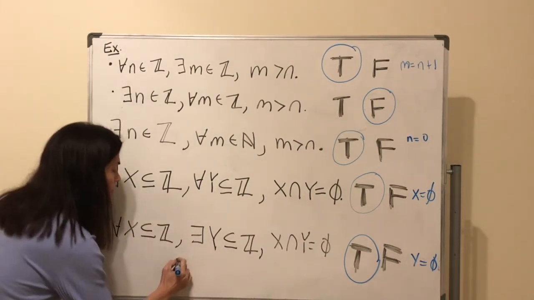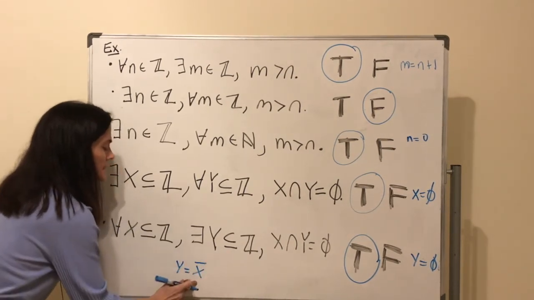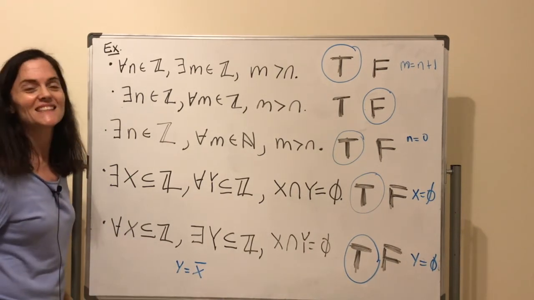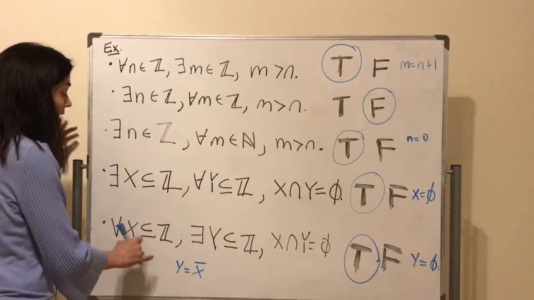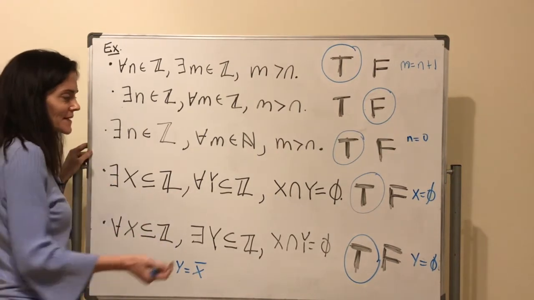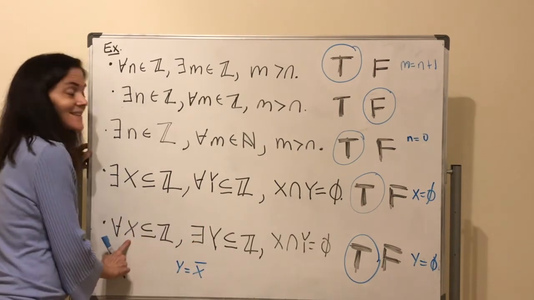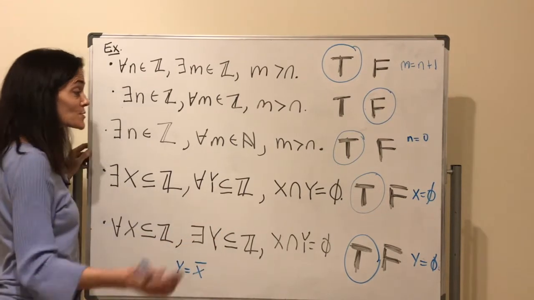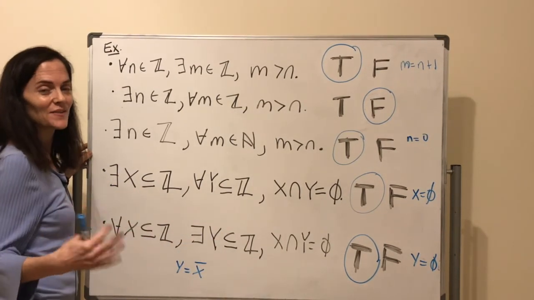For example, you could take y to be x complement, and then x and x complement don't have any elements in common just by definition. We saw that in an example in our sets videos. So in this one, you could pick a y that depends on x, but you could also pick this universal y that we used in the statement above.